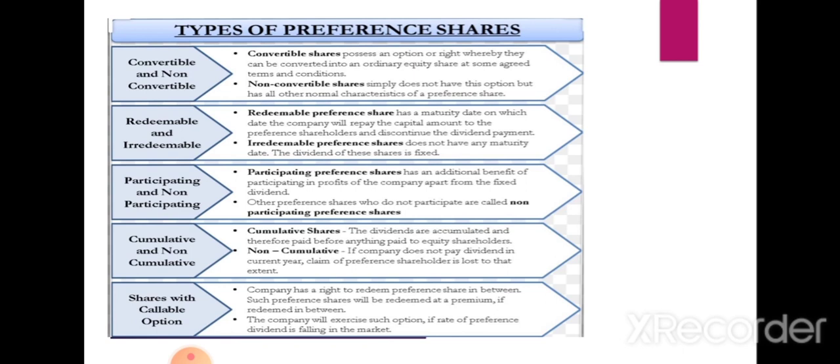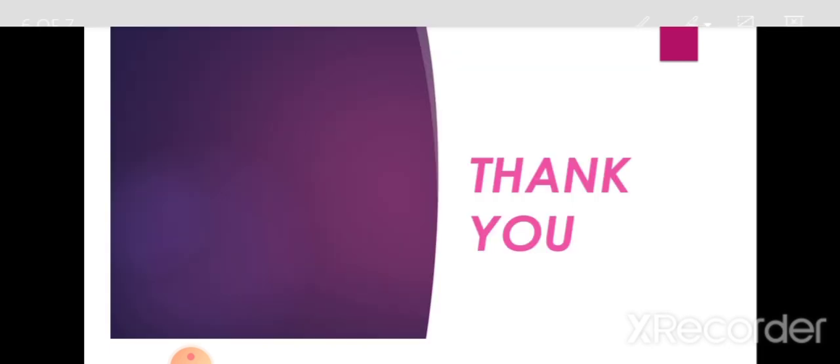Next, we have shares with callable option. Company has a right to redeem preference shares in between. Such preference shares will be redeemed at a premium if redeemed in between. The company will exercise such option if the rate of preference dividend is falling in the market.